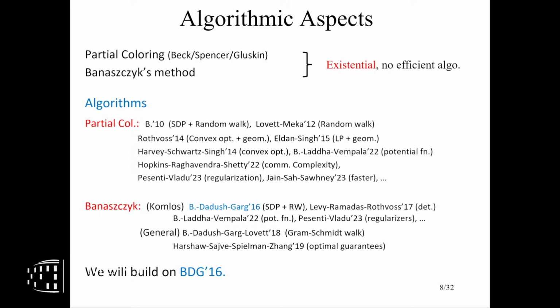So I want to highlight one particular result which we'll be building on. For Banaszczyk's version, the root log n, which was a refinement of partial coloring, the first result which matched Banaszczyk's root log n for Komlós was by myself, Dadush and Garg in 2014. And there have been several other proofs, generalizing it or using different techniques, also one with Santosh here. I'll be building on this work.